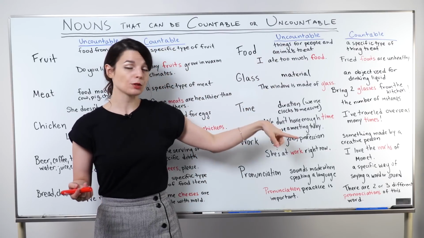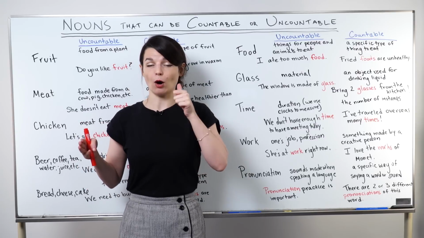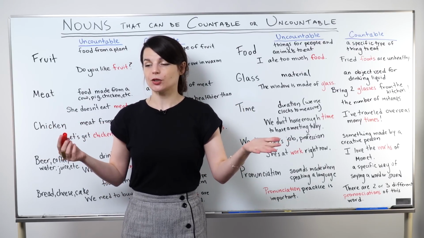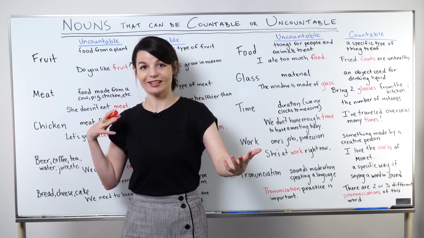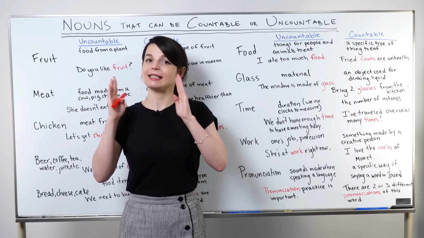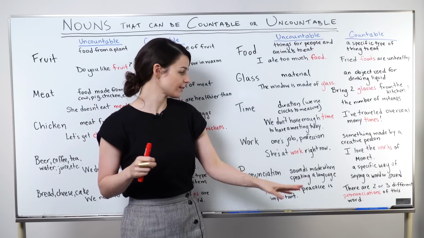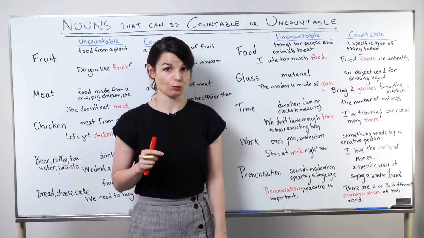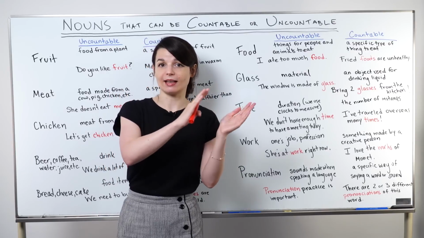However, as a countable noun, pronunciation means a specific way of saying a word or a sound. For example, in English, we have British English, American English, Australian English, Irish English, Scottish English. There are many different types of English, so there are many different pronunciations of the same word. For example, there are 2 or 3 different pronunciations of this word. So that means there are 2 or 3 different ways of saying this word.